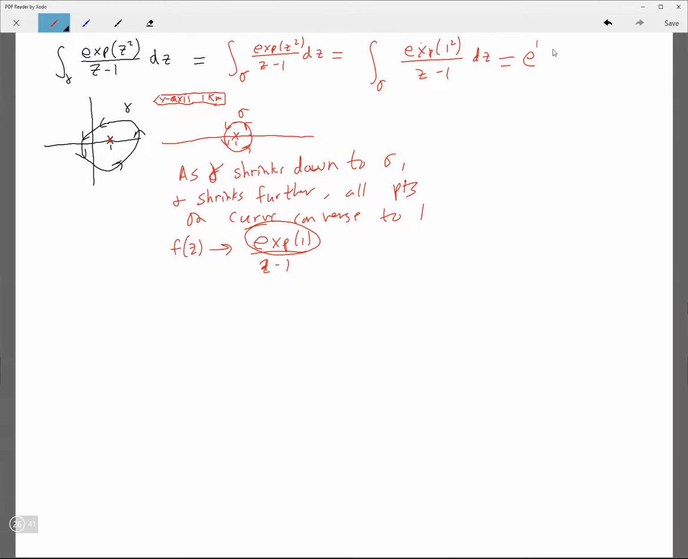So basically we just have e to the 1 times this integral here. And what's this integral here? It's 2 pi i, right? So this integral is actually going to be 2 pi e i, which is the evaluation of that integral.